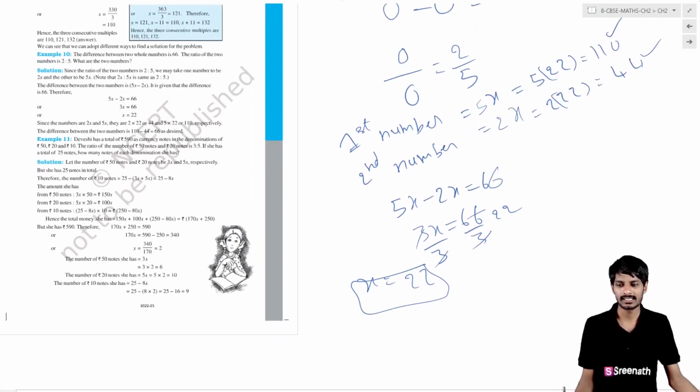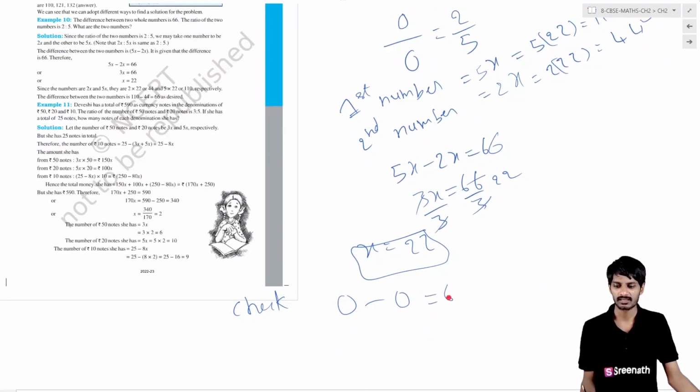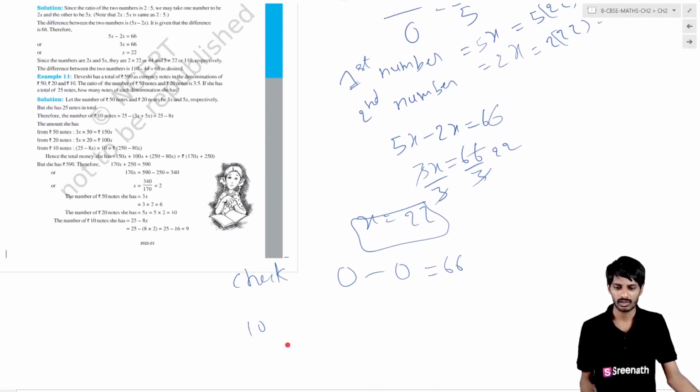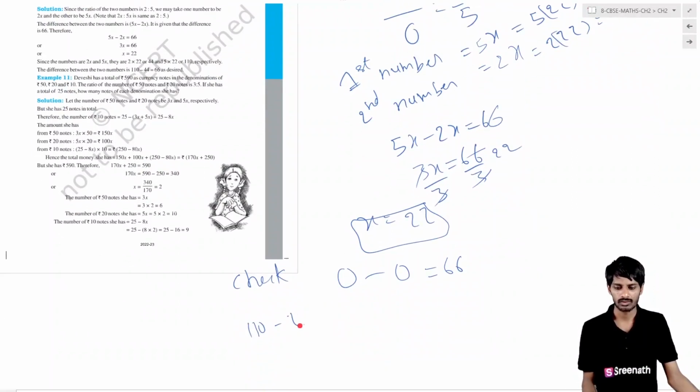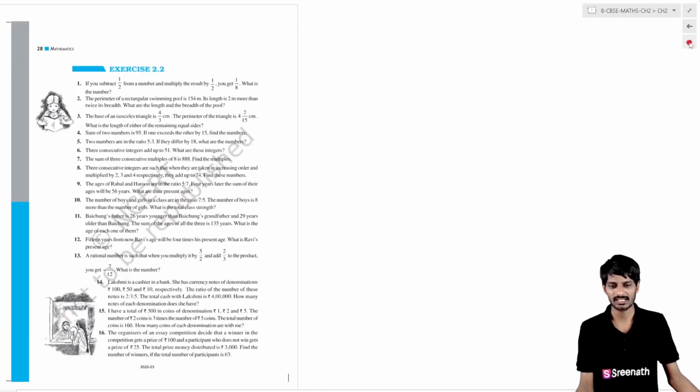Let's check if it is correct or not. How to check it? What is the condition he has given? The difference is 66. So now we will find the difference between the two numbers. That is 110 minus 44. If you subtract both of these, you will get the answer 66. So LHS is equal to RHS. The answer is correct. In this way, you can solve all examples and problems.